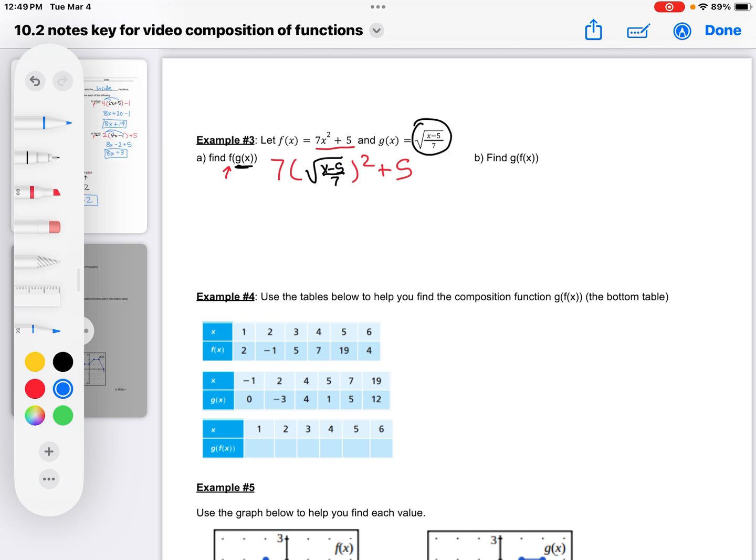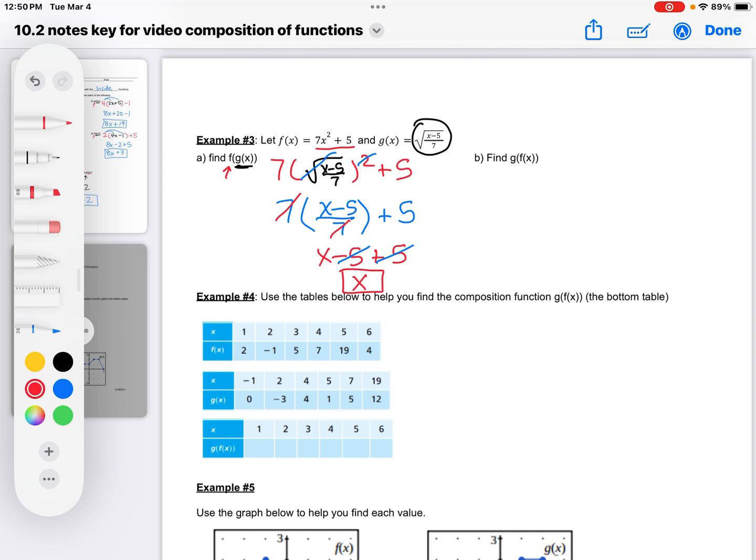The first thing I notice here is I have a square root that's being squared. So those will cancel out, and I have 7 times x minus 5 over 7, plus 5. Next, you might notice those 7's cancel out, and we get x minus 5 plus 5. Lastly, the minus 5 and the plus 5 cancel out, so my final answer is x. All right, let's try the next one.